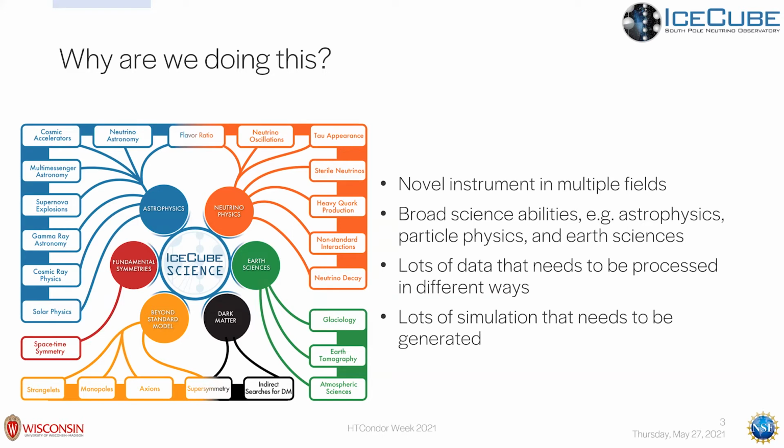With all of these sciences, the big concern here is that we have lots of data to process in different ways. These various science goals ultimately require slightly different or completely different data processing capabilities. And also, in a particle physics sense, we have a Monte Carlo understanding of our detector, an internal understanding of our detector, and we compare that to the data to determine the science and the significance of the science.